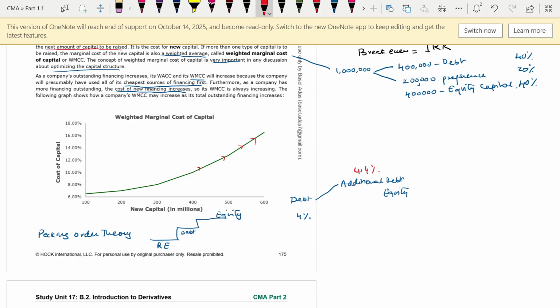We have done weighted average cost of capital, but we have not done weighted marginal cost of capital. Weighted marginal cost of capital, we are doing it for the first time. Are you clear about this? Yes.